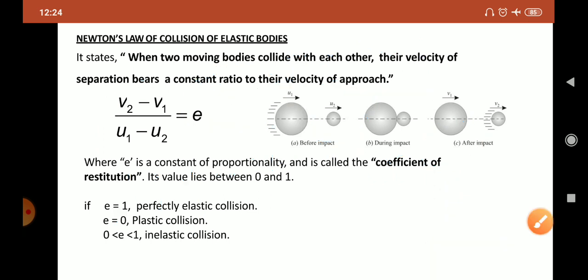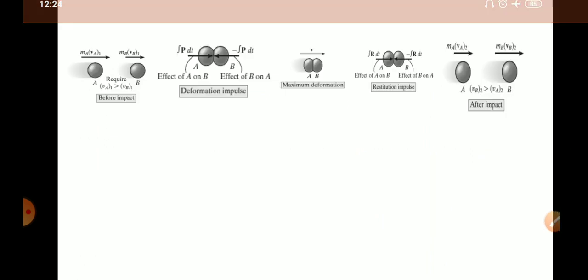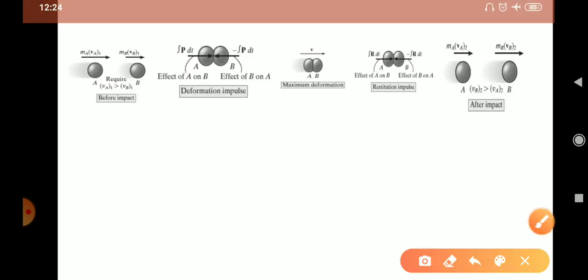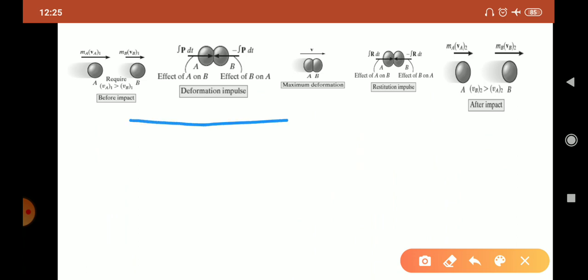Now next is to prove that the coefficient of restitution is the ratio of velocity of separation to the velocity of approach. For that we need to understand this sequence. Here, as I have shown, body A is there and body B is there. These bodies are moving in a certain direction, so some collision occurs.